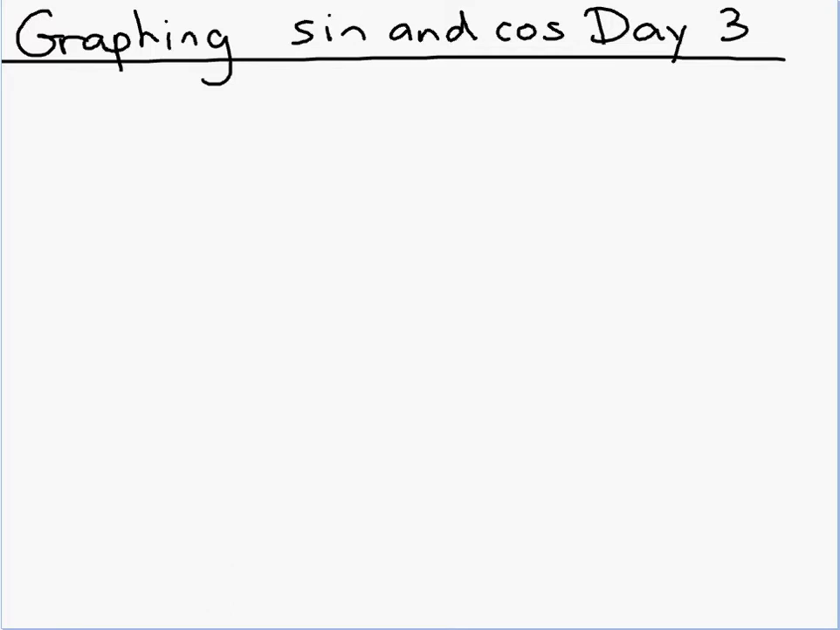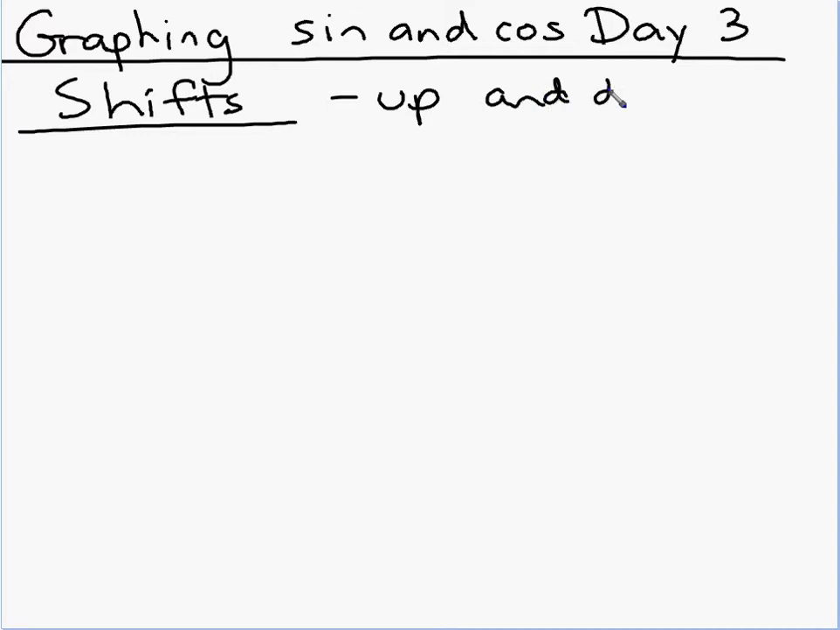All right, we're going to start our third day of graphing sine and cosine, and today the emphasis is going to be on shifts. Shifts up and down, and left and right. And probably the easiest way to do this is to show you where those shifts come from in the function.